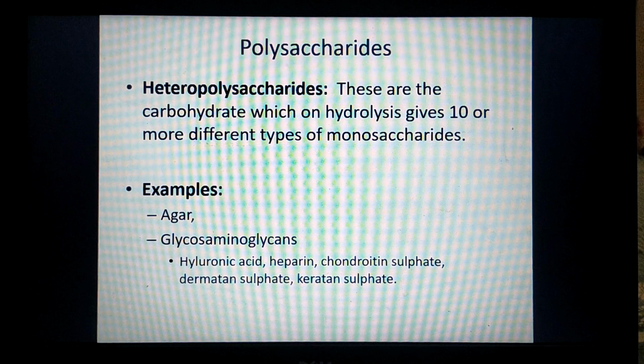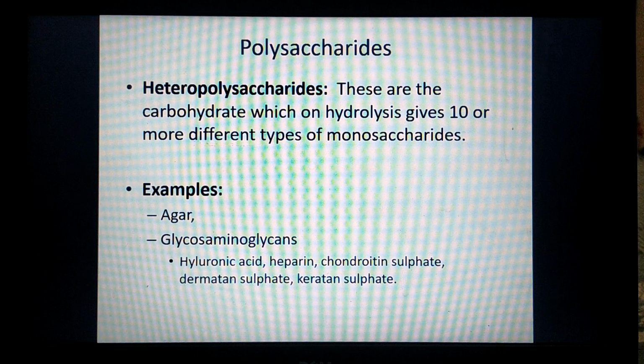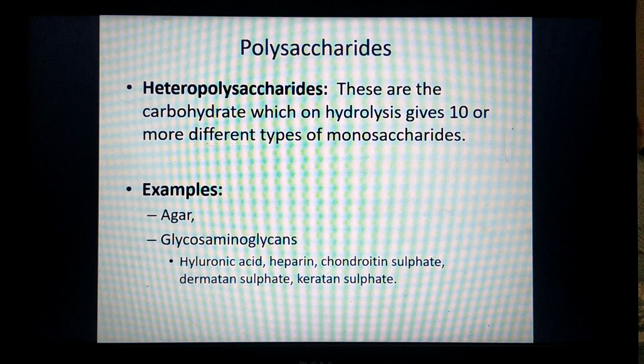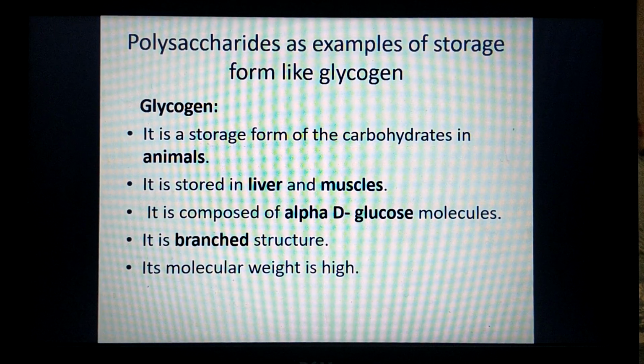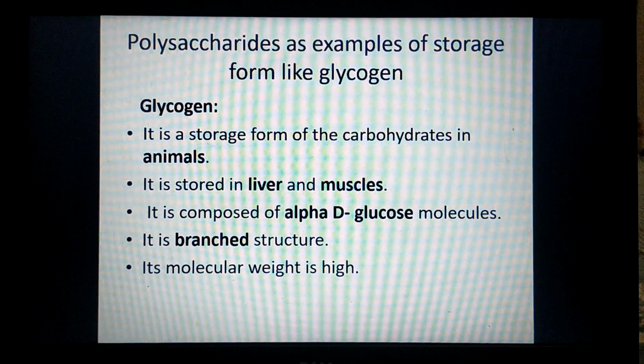Heteropolysaccharides are the carbohydrates which on hydrolysis give 10 or more different types of monosaccharides. Examples include agar and glycosaminoglycans that we have to study today. The examples of these glycosaminoglycans are hyaluronic acid, heparin, chondroitin sulfate, dermatan sulfate and keratan sulfate. Now first we will study glycogen, which is a homopolysaccharide.